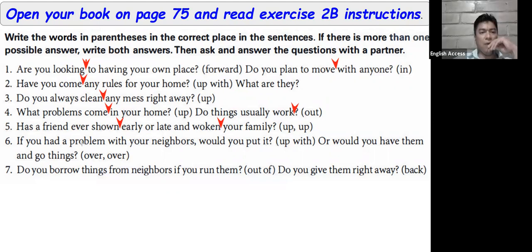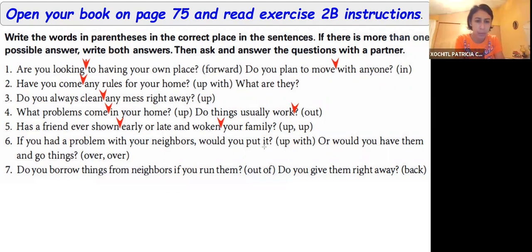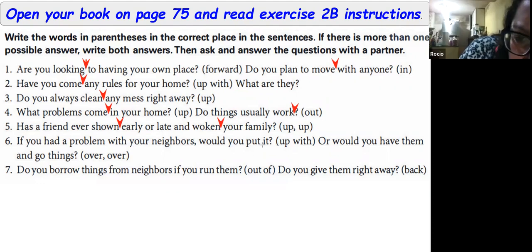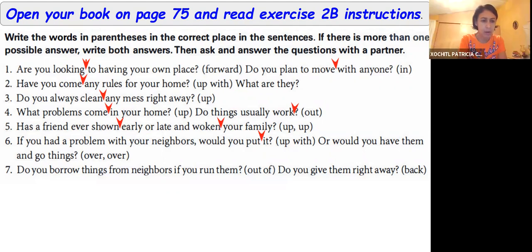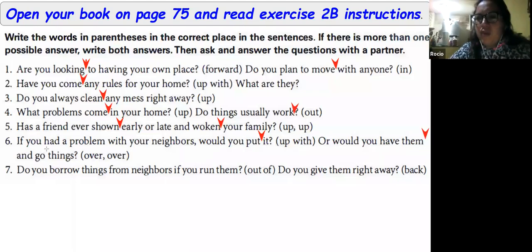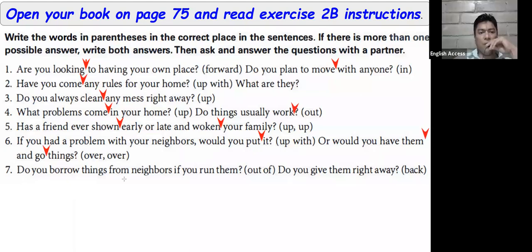And if you had a problem with your neighbors, would you put up with it? Or would you have them over and go over things? Go over things, yes. Do you borrow things from neighbors if you run out of them?